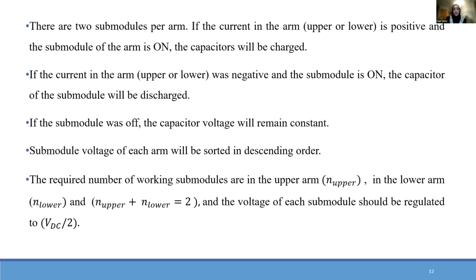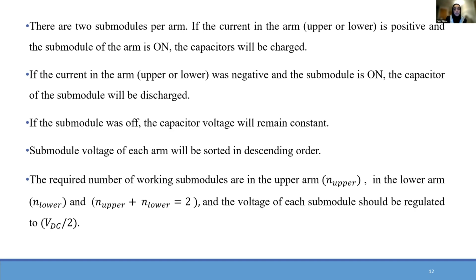The submodule voltages will also be sorted in descending order. The required number of working submodules in the upper arm plus the lower arm equals 2, and the voltage of each submodule should be regulated to VDC over 2. So the working submodules in each arm are determined by 3 voltage levels.